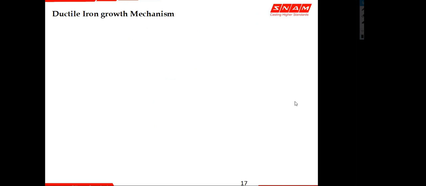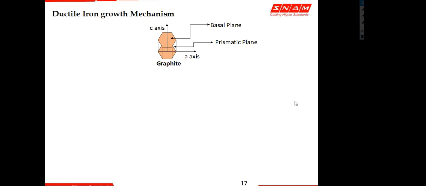Growth mechanisms. This is the graphite. It is two-dimensional. I have given a pictorial representation of graphite. There are two ways. This is the good way, the nodular formation way, sorry, the round nodule formation way. You have graphite and oxysulfide nuclei. The nuclei growth happens on the basal plane, that is the C-axis plane.